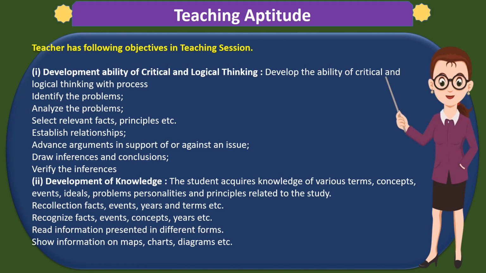1. Development of ability of critical and logical thinking. Develop the ability of critical and logical thinking with process. Identify the problems, analyze the problems, select relevant facts, principles, etc. Establish relationships, advance arguments in support of or against an issue, draw inferences and conclusions, verify the inferences.